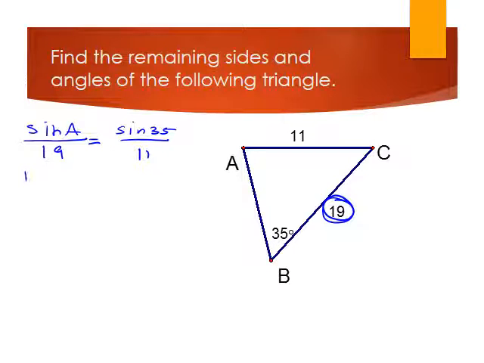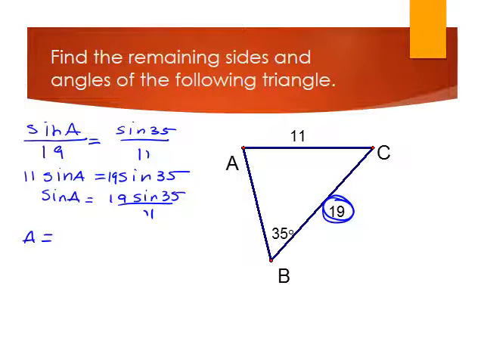So now when I cross multiply, I'm going to get 11 sine A equals sine 35 times 19. And then I'm going to divide, so I get sine A equals 19 sine 35 over 11. Now we're looking for an angle, so remember we've got to use inverse sine. And you're going to have to put that in piecewise, so find what 19 sine 35 is, divide it by 11, and then take the sine of that.